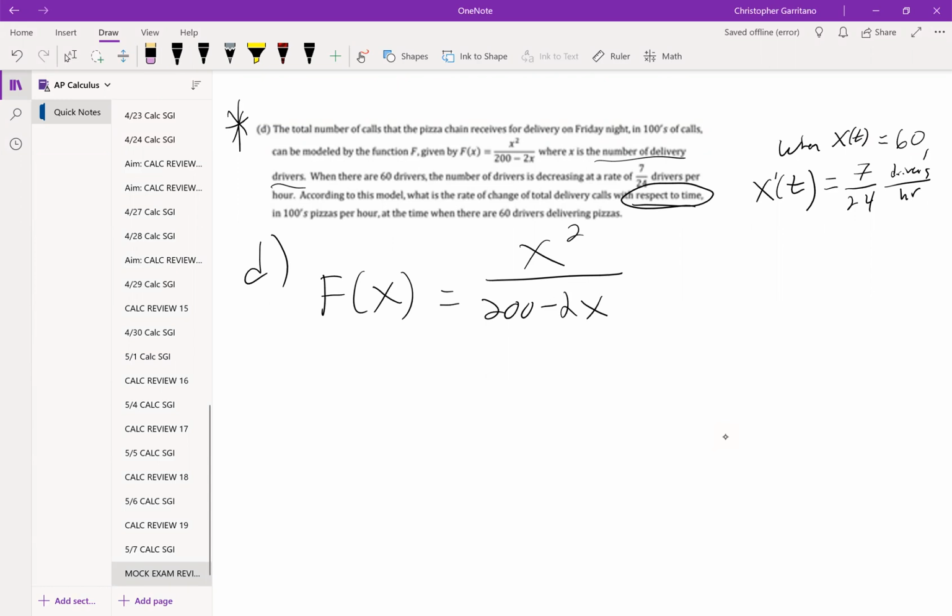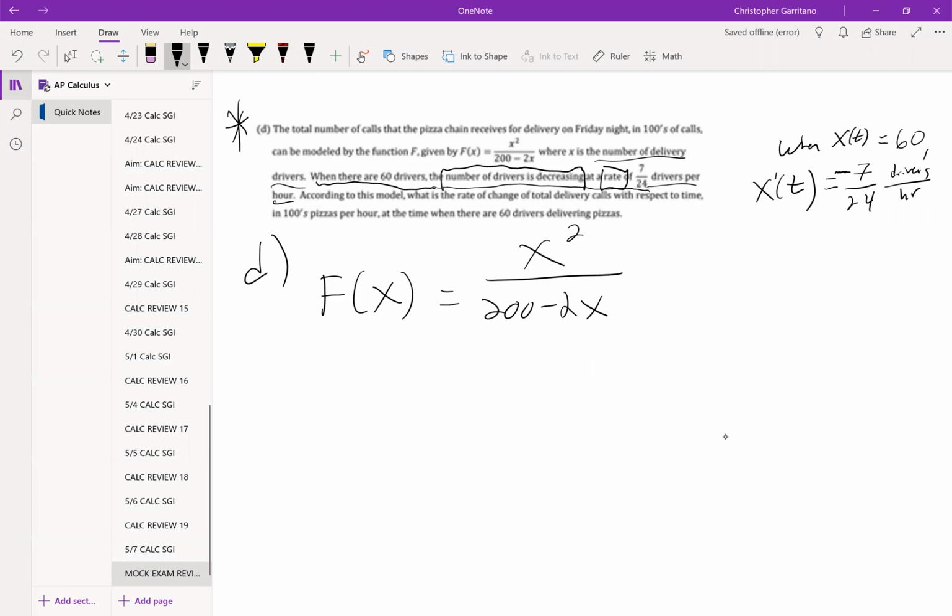This information here says that when there are 60 drivers, the number of drivers is decreasing at a rate of 7/24 drivers per hour. So I've converted that information to mathematical symbols. When x of t is equal to 60, x prime of t is equal to, actually there should be a negative over here, x prime of t is equal to negative 7/24 drivers per hour. When they say the number of drivers is decreasing at a rate, they're referring to a derivative, right? So that's x prime of t.